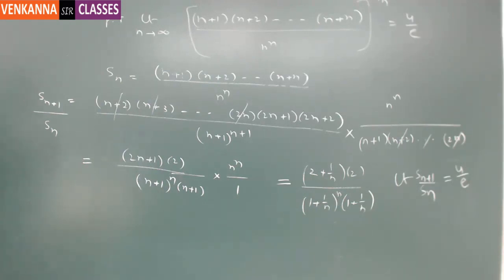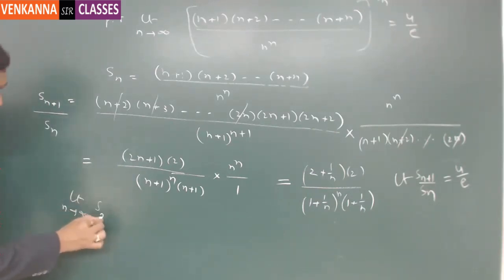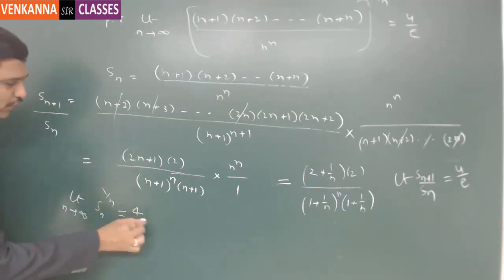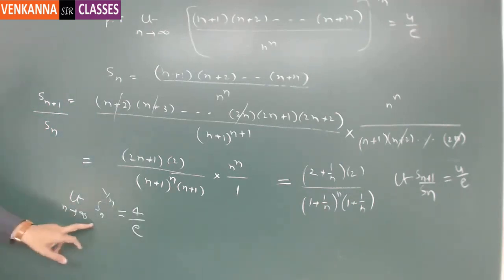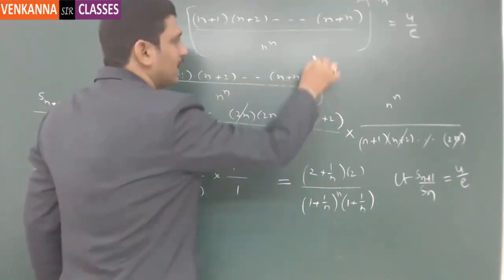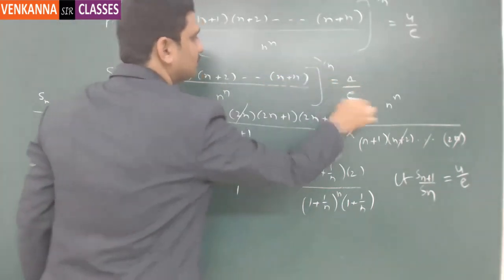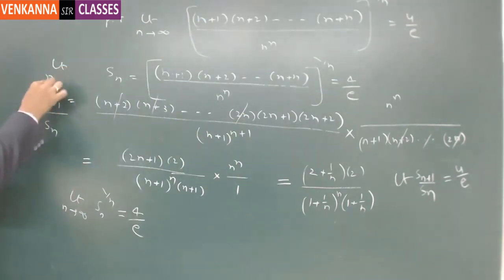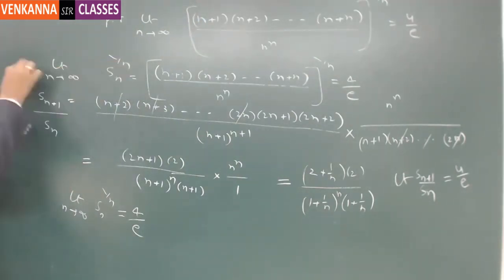Right. So I have calculated Sn plus 1 by Sn, the limit value is 4 by e. Therefore, by Cauchy's theorem on limits, the limit as n tends to infinity of Sn power 1 by n is also equal to 4 by e. So Sn power 1 by n is nothing but this whole term power 1 by n. This is also equal to 4 by e. That was the answer. Okay.